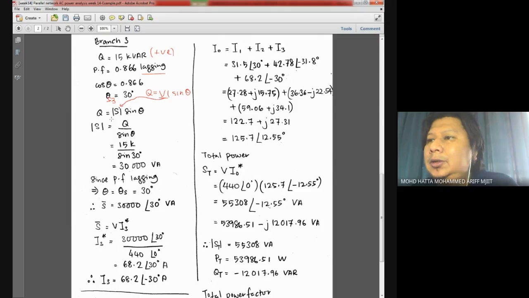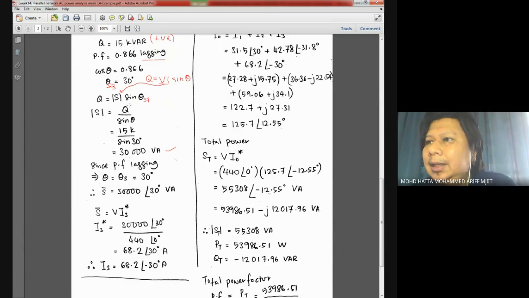By rearranging this equation, I have S magnitude or apparent power given by Q divided by sine theta, and theta here is theta S3, because it is the cos theta, or the power factor, of branch number 3. I will get my apparent power given by 30 kVA, 30,000 VA. Since the power factor is lagging, theta is theta S3. The complex power for branch number 3 is 30,000 with the angle of 30 degrees VA.